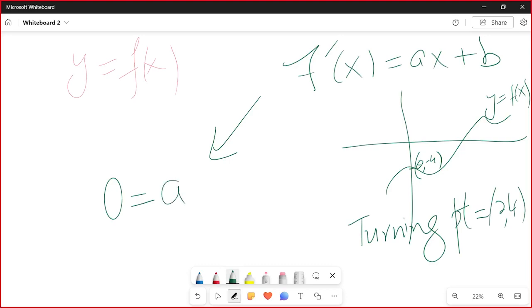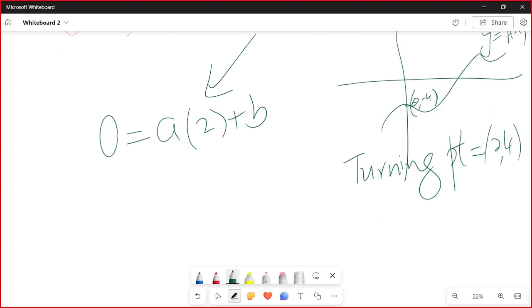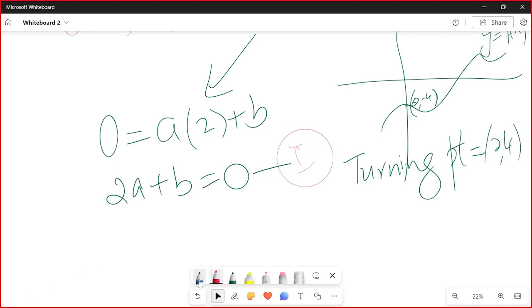So it means a times 2 plus b. So we get our first equation, that is 2a plus b is equal to 0. This is our first equation, like in the last question. Okay, good. So we get that.